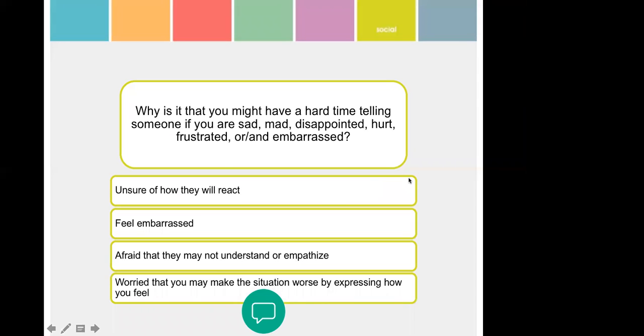these are some of the common answers that you guys said in the chat as well. Sometimes you're unsure of how the person will react. Maybe you're sad and the person doesn't know how to handle your sadness. You feel embarrassed. Maybe that is a really embarrassing story for you and you maybe don't want to relive it. You're afraid that they may not understand or empathize. Absolutely. And then worry that you may make the situation worse. So these are all things that y'all said in the chat. So that's awesome.